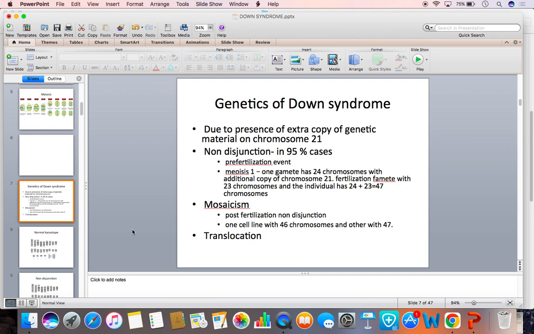It could be due to non-disjunction, which occurs in nearly 95% of the cases. It could be mosaicism, occurring in around 5 to 10% of the cases, and translocation in 5% of the patients.